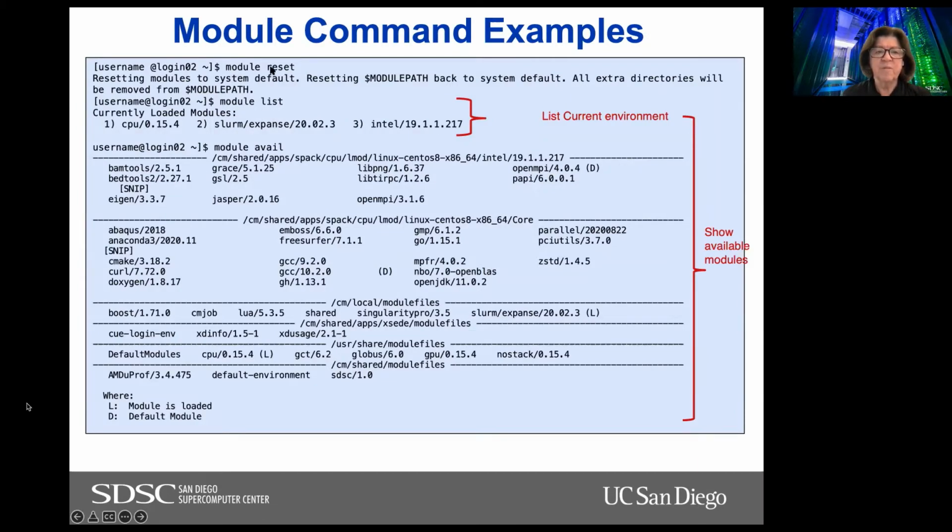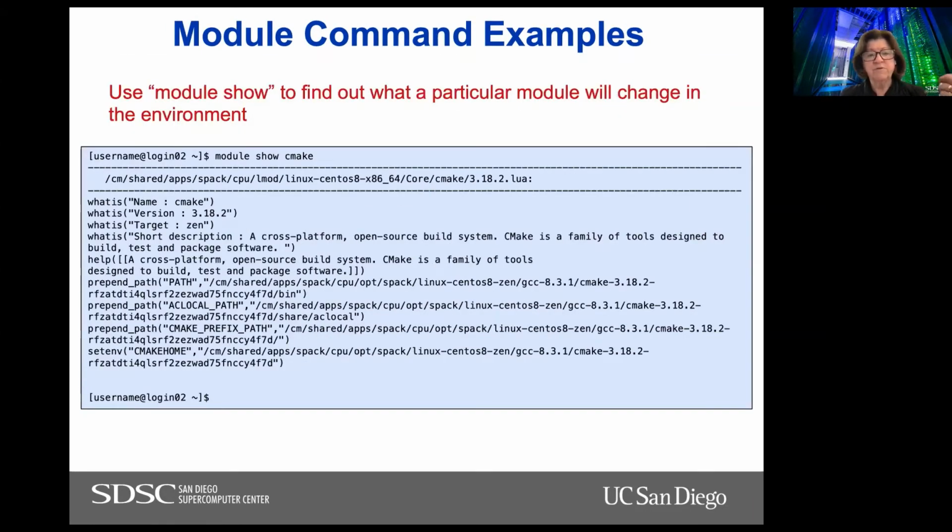Here's a simple example. I'm resetting the modules. I'm kind of cleaning up my environment. That's a good habit to have. I'm listing the modules that I had by default when I did the reset and when I logged on. I have CPU, I have Slurm, I have an Intel compiler. And I want to know which ones are available based on the environment I've got. And you can see this list. It can be very, very long, but I've got Abacus, Anaconda, CMake, GCC, all kinds of little pieces in the modules. So you can do module show to tell you what a particular module does.